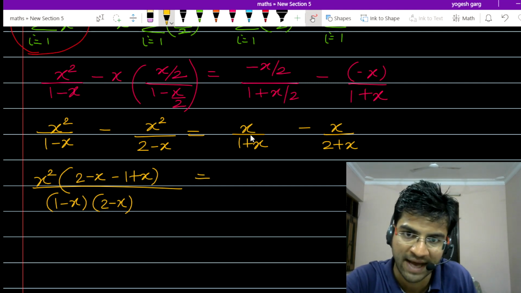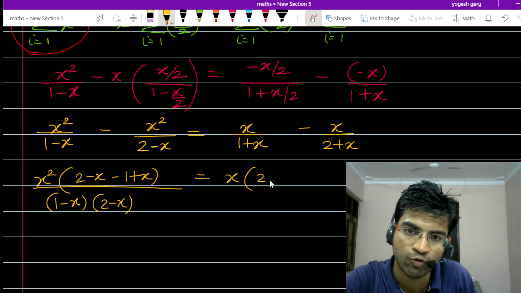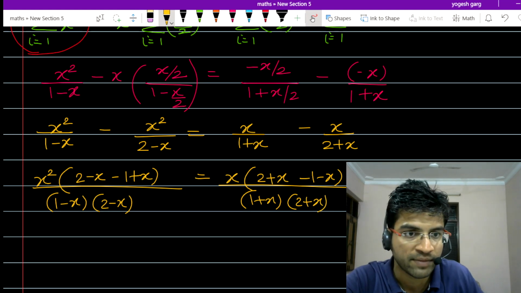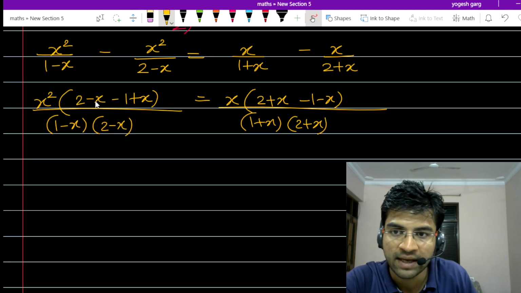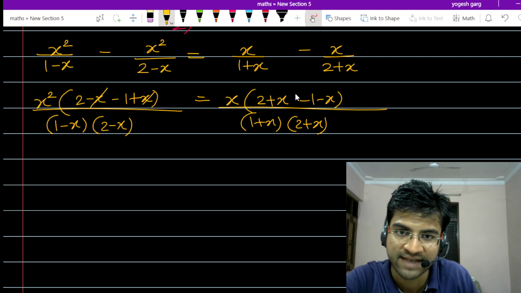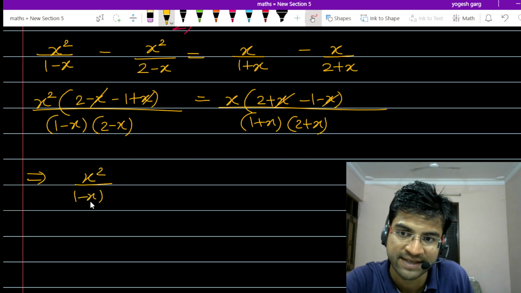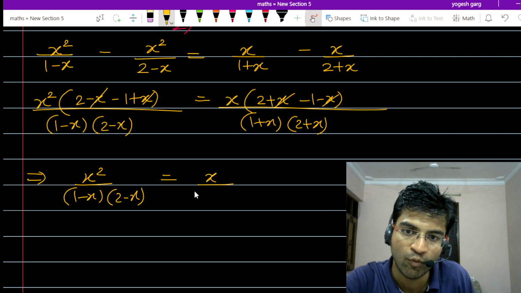Take x common over here: 2 plus x minus 1 minus x upon 1 plus x into 2 plus x. Okay, so now what we can see, x is eliminated over here, x is eliminated over here as well. It is 1, it is also 1. So what we have finally is x square by 1 minus x into 2 minus x is equal to x by 1 plus x into 2 plus x.